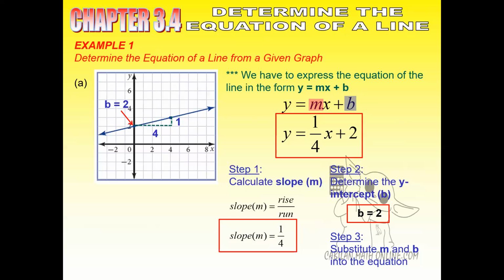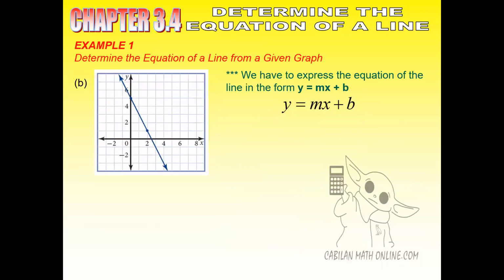So we're just going to do the same thing for the next example here. This time, we have a line that is falling down to the right. Just remember that any line falling down to the right is going to be a negative slope. Okay, so same set of steps.